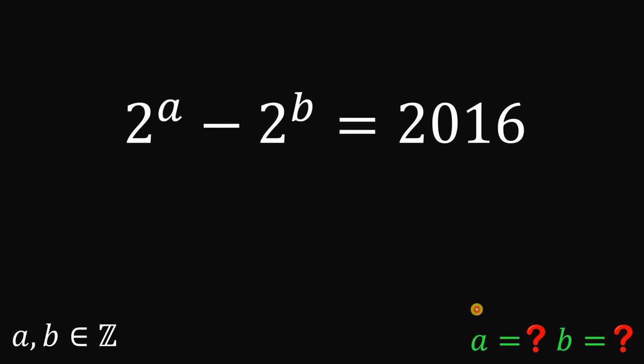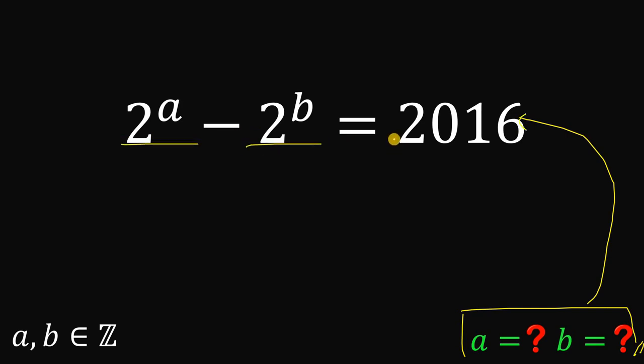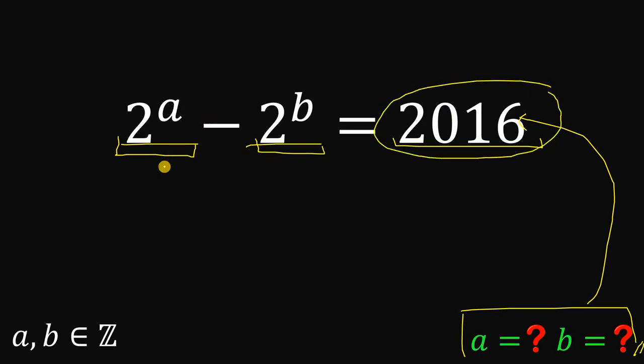Alright, so our goal here is to solve for the value of a and b that satisfies this equation: 2 raised to the power of a minus 2 raised to the power of b equals 2016. Now, one thing to notice here is that 2 raised to the power of a minus 2 raised to the power of b must be a positive number, 2016. It follows that a must be greater than b.